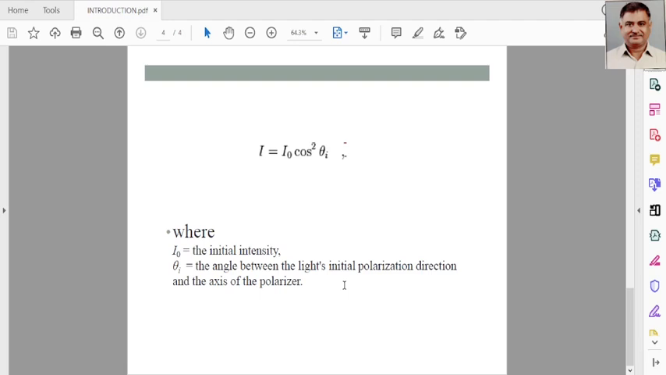Therefore, simply keep in mind that the phenomenon of causing two refracted rays by a crystal is called double refraction. See friends, for this phenomenon we will see the Nicol prism, how we get linearly polarized light through the Nicol prism. Before that, we have to see Huygens' theory of double refraction.